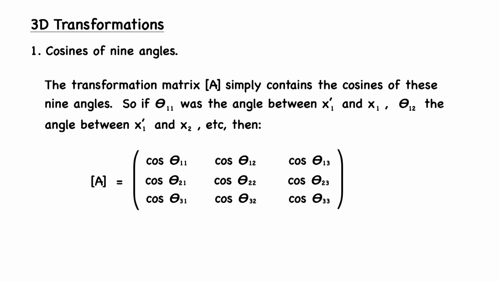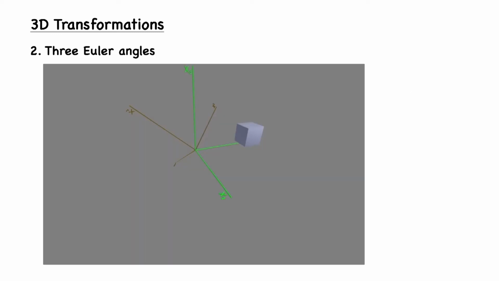Using the Greek letter theta to denote these angles, we can use subscripts again to identify them. Hence, theta 1, 1 would be the angle between x-1 and x1, theta 1, 2 would be the angle between x-1 and x2, etc., all the way to theta 3, 3. The transformation matrix A is quite simply the cosines of these angles as shown here. Well, wasn't that easy? Okay, now let's look at the second method, the 3 Euler angles method.